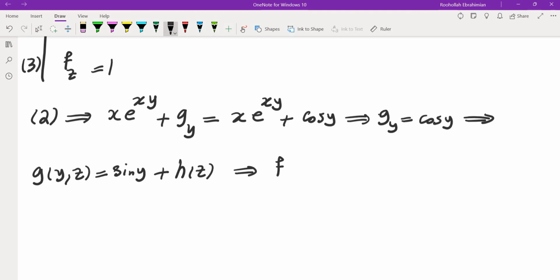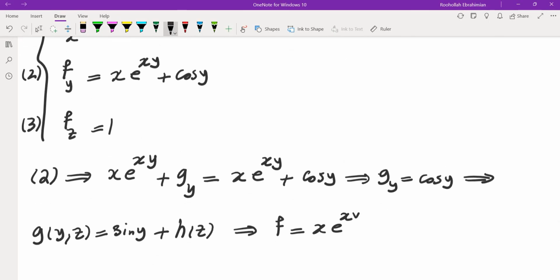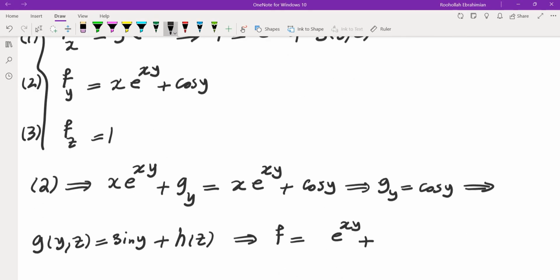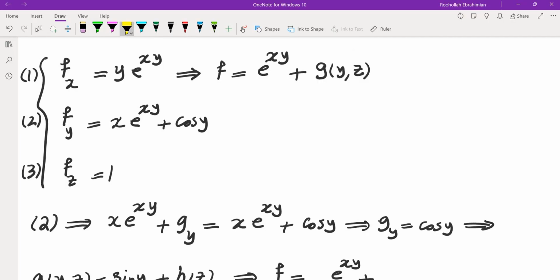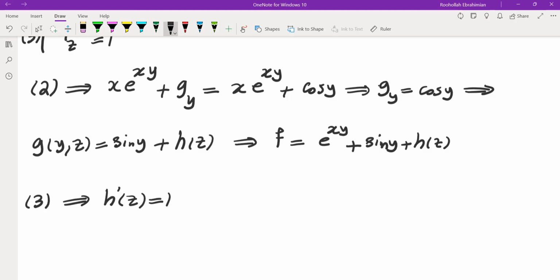So this means f is going to be, f was e to the xy, so this is where I'm getting f from. It was e to the xy plus g. So we'll have to just add g to that. Plus sine of y plus h of z. And then we'll substitute that into the third equation. So by the third equation, we can say the derivative of this with respect to z, which is h prime of z, is equal to 1.